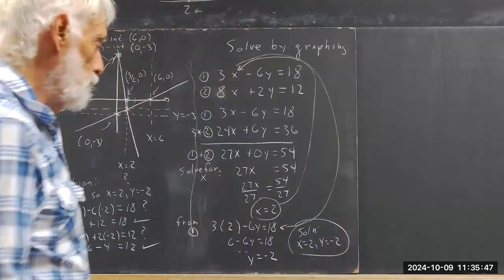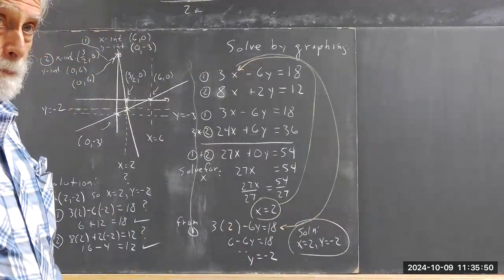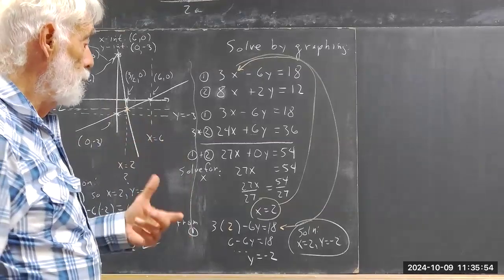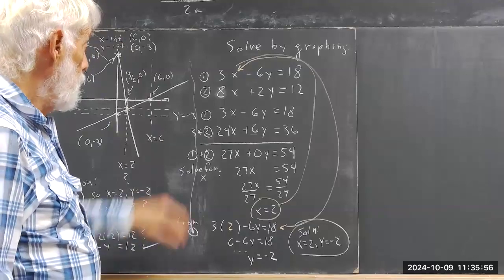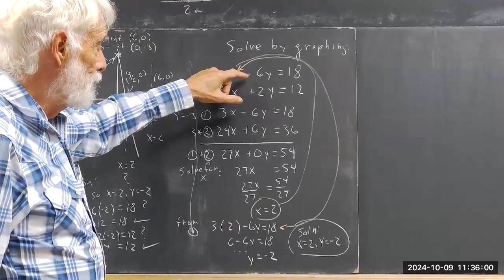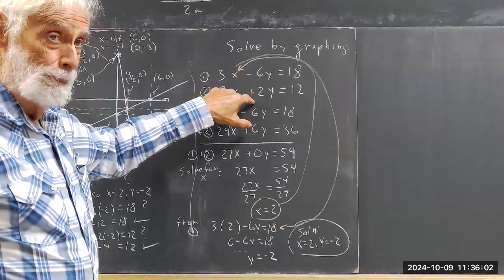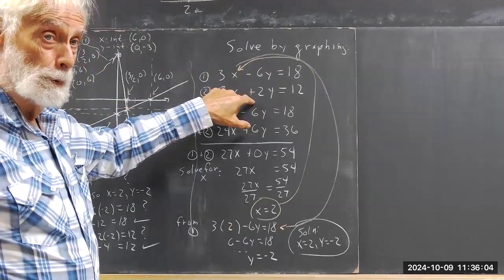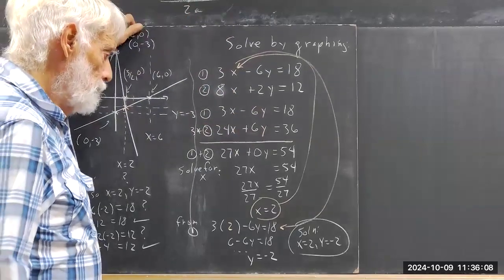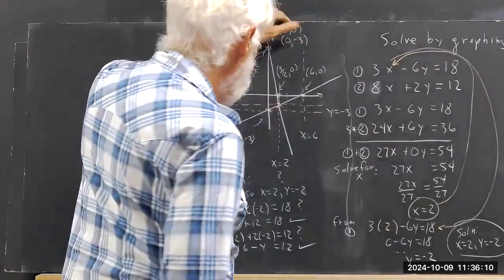X equals 2, y equals negative 2. Okay? Now, there's another way we could have done this. So I'm going to do it in a less efficient way, just to show you what happens. It just happens that negative 6 is a multiple of 2, a whole number multiple of 2, right? And we want to deal with whole number multiples. We pretty much want to avoid fractions.